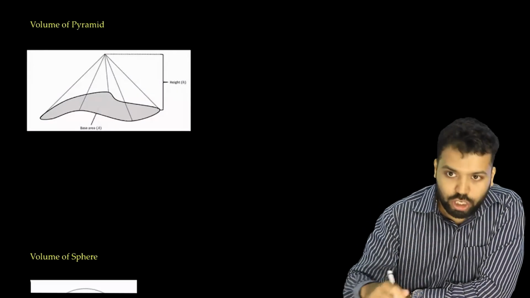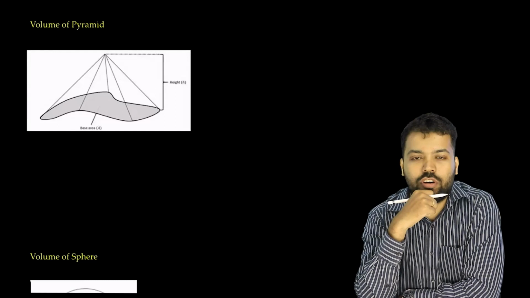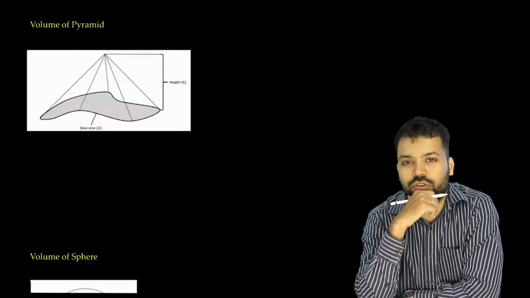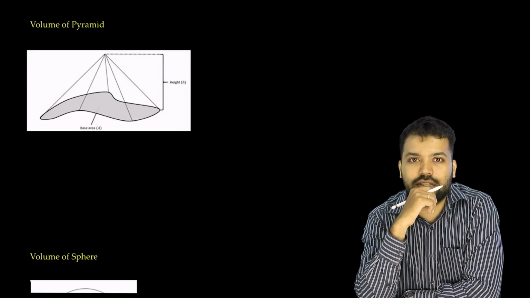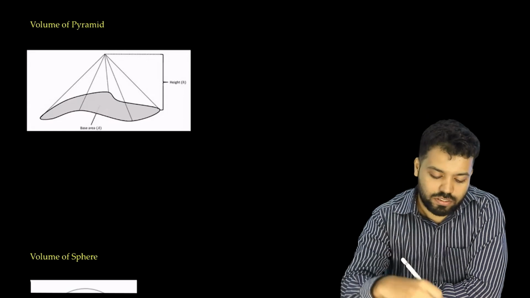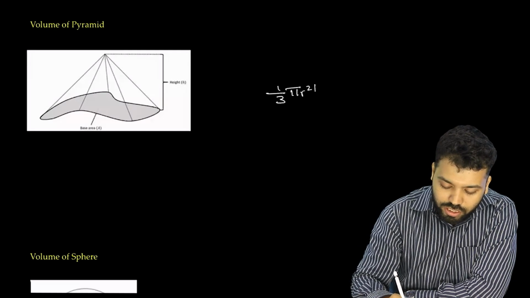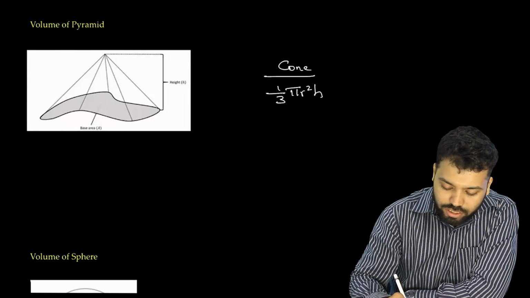Next one, volume of a pyramid. Can someone tell me what is the formula for volume of a pyramid? Or can someone tell me the formula for volume of a cone? I think this one you have already learned. Volume of a cone is 1 by 3 pi r square h. This is for the cone. What is this quantity pi r square in that?